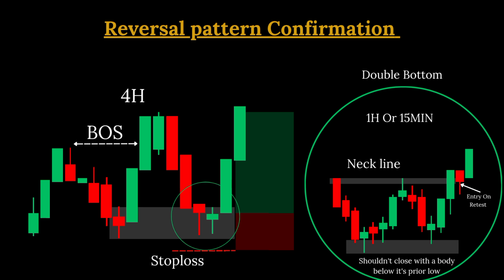For take profit, target the next major resistance or support level. Important rule for validity: the second peak or shoulder of the double top should not have any candle's real body close above the first peak's high. Similarly, for a double bottom, the second low should not have a real body close below the first low. This ensures the pattern remains valid and prevents false breakouts.